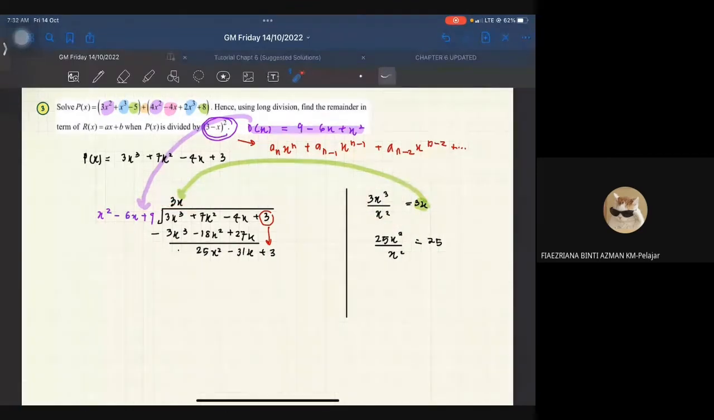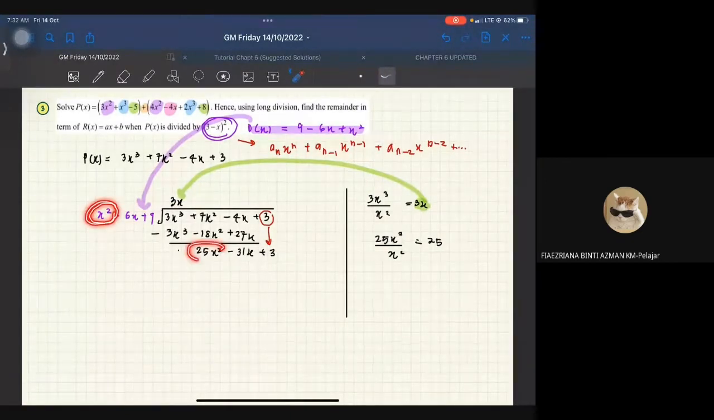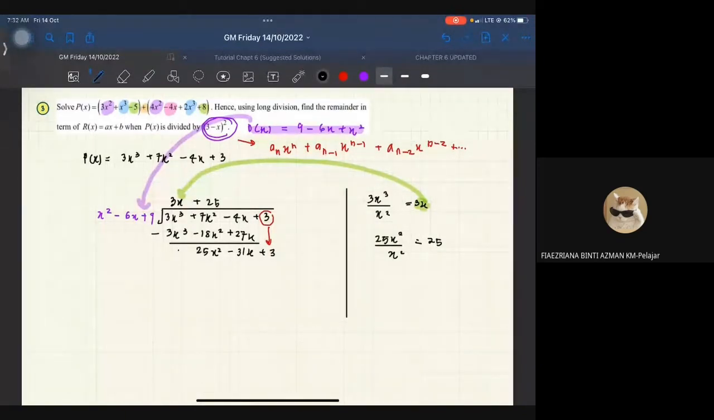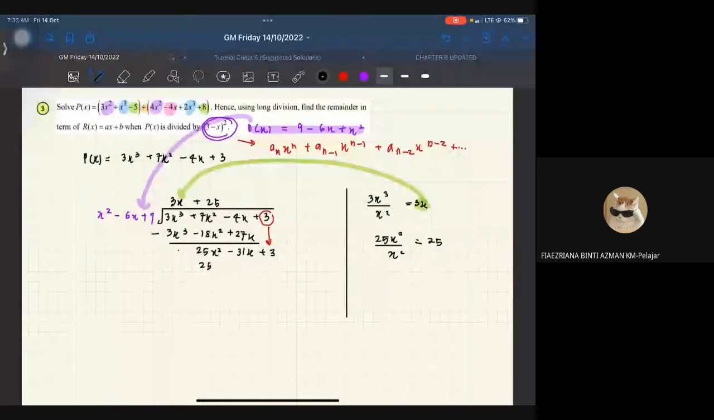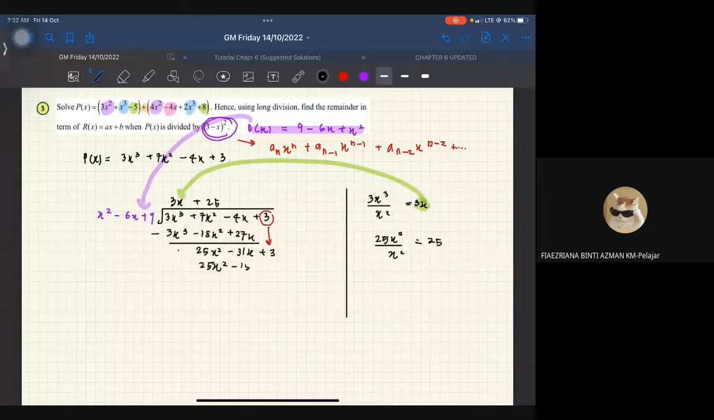Okay, tapi kalau memang awak dah biasa, you can actually see nak daripada x square, nak dapat 25x square, memang kita darabkan je dengan 25. Okay, so terus letak plus 25 on top. Okay, so let's multiply everything with 25. So x square multiply with 25, you get 25x square. Okay, and then negative 6 times 25, we get negative 150x. Okay, and positive 2.